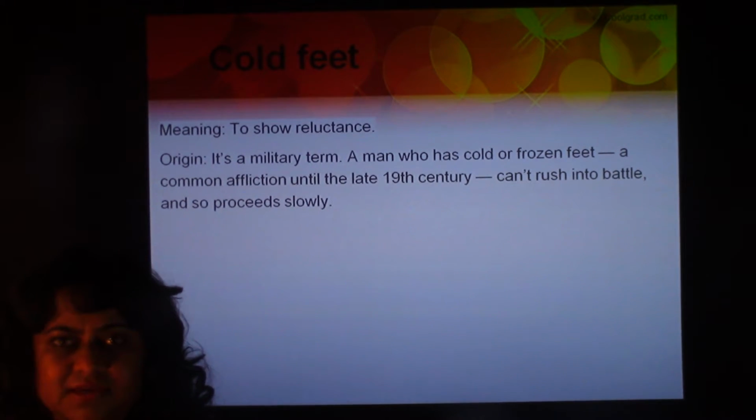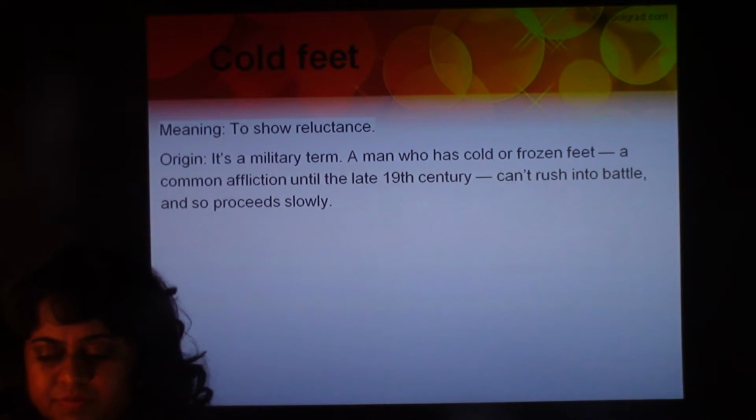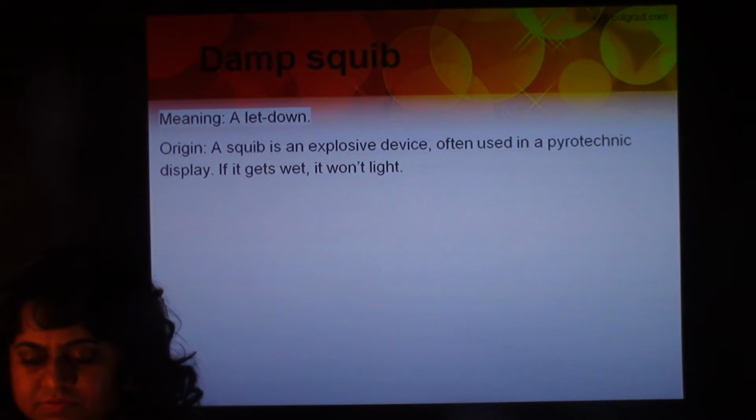Cold feet means to show reluctance. Oh, this person, we want him to work on this project, but I think he has cold feet. Means he's showing reluctance. It comes from a military term. A man who has literally cold or frozen feet. It's a common affliction. It used to be a very common affliction until the late 19th century. He can't rush into battle, so he proceeds very slowly. So that's how the phrase originated. But cold feet means someone who's reluctant.